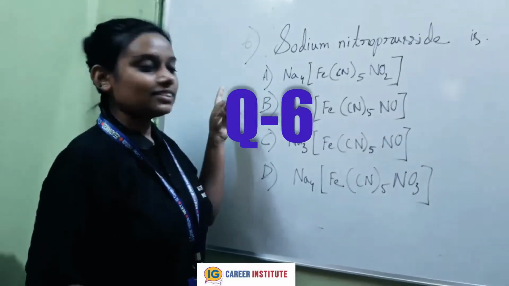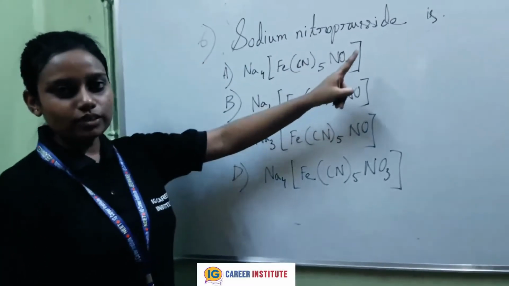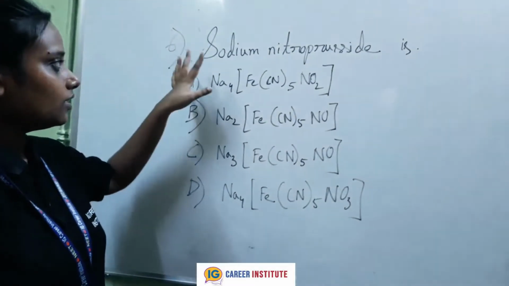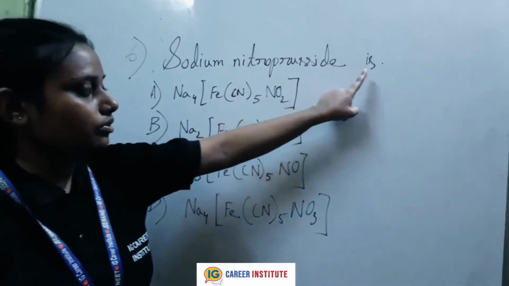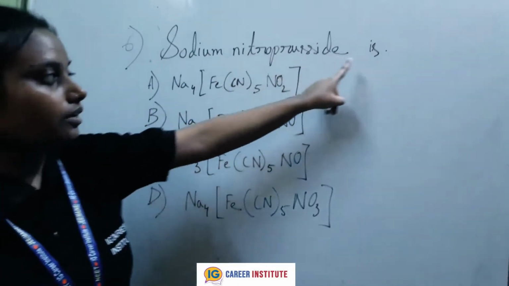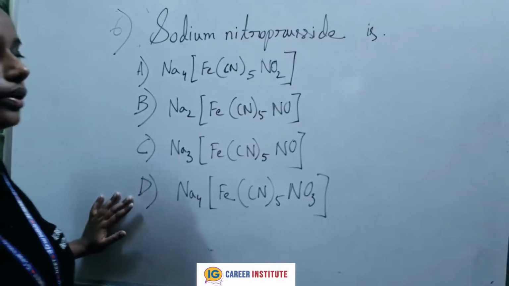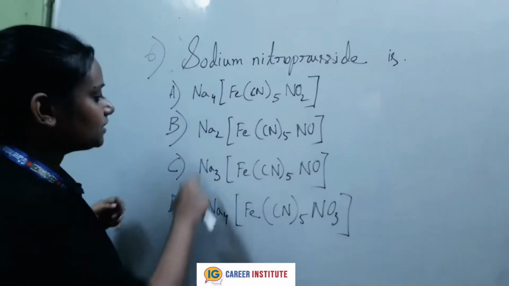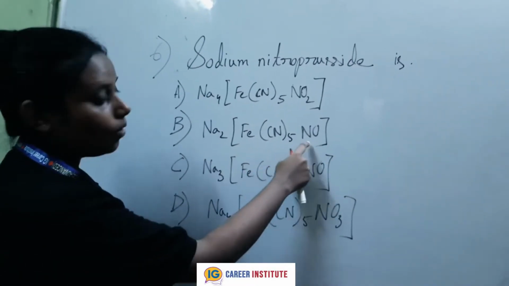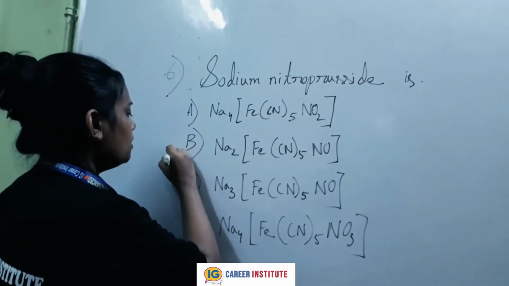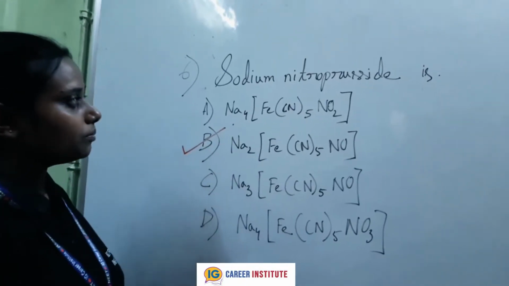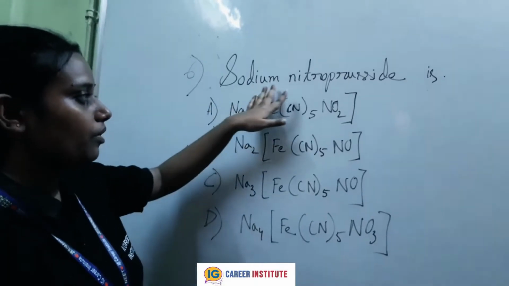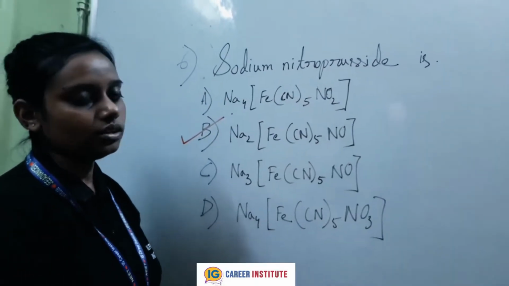So question 6, it's a very straightforward question. What is the chemical formula of sodium nitroprusside? Out of these 4, which is going to be the correct option? So it is basically Na2[Fe(CN)5NO]. For this purpose you should remember the chemical formulas of some of these important chemical reagents that are usually used.